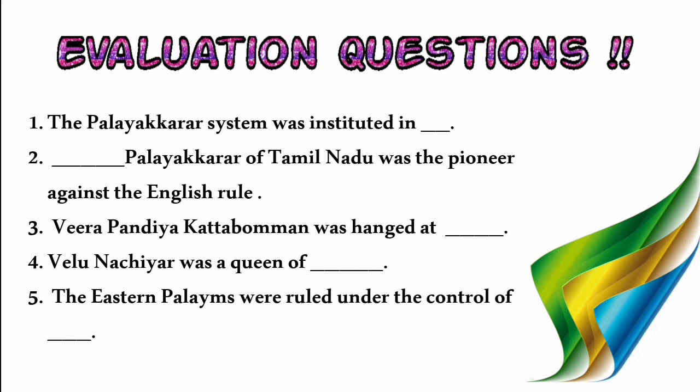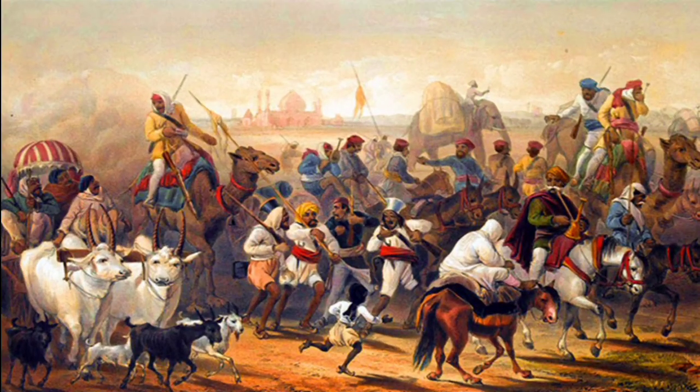Children, try to answer all these questions in the notebook which you are maintaining for social science. So we have come to an end of this session. In our next session, we can see about Velu Nachiyar, Marudu brothers and Dheeran Chinnamalai.